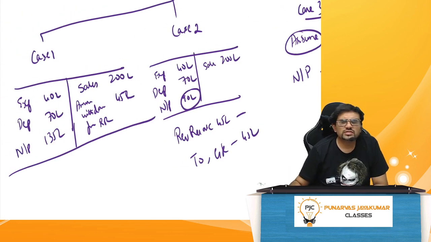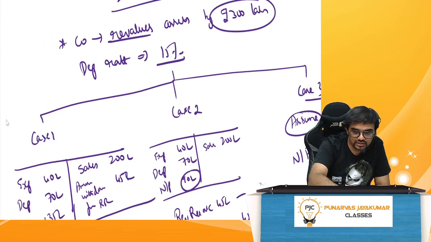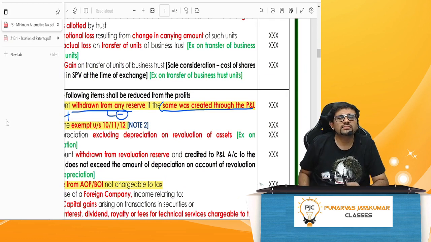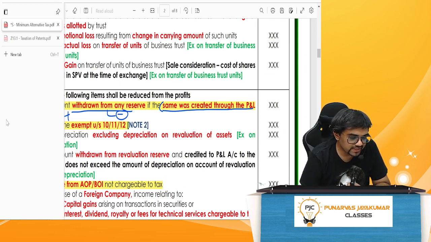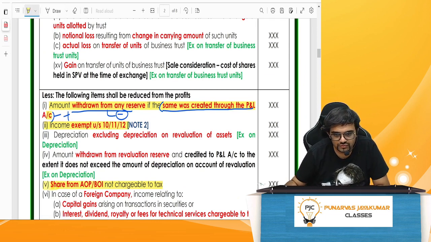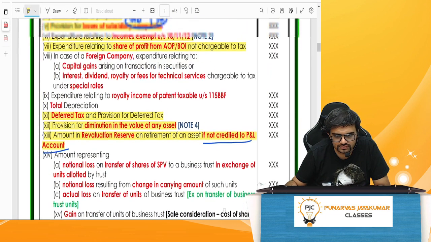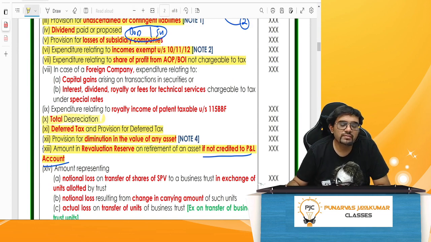So now, what does the law say? Check it out. Three things. The law says all these scams, whatever you do, I will not allow. Everything will be completely nullified. How? First, see here: add back the total depreciation. Whatever depreciation you charged, add it back. Full depreciation should be added at any cost. Next, less.